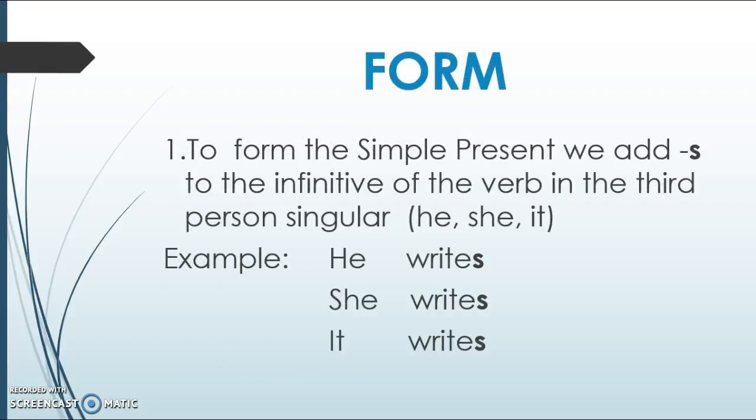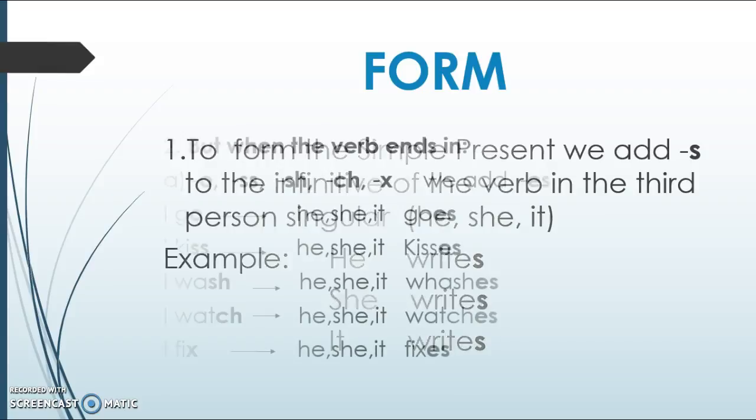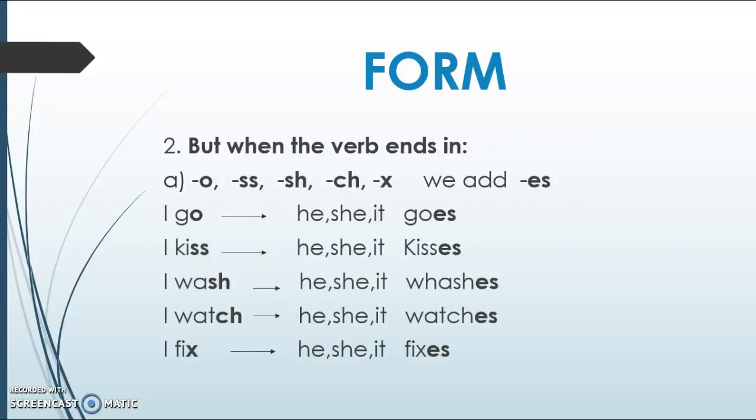Okay, the verb. First, the verb in the simple present is the infinitive of the verb without to, and with the third person singular, he, she, and it, we add s. Example: he writes, she writes, it writes. Second, when the verb ends in o, ss, sh, ch, and x, we add es. I go, replace with he, she, and it, say goes.